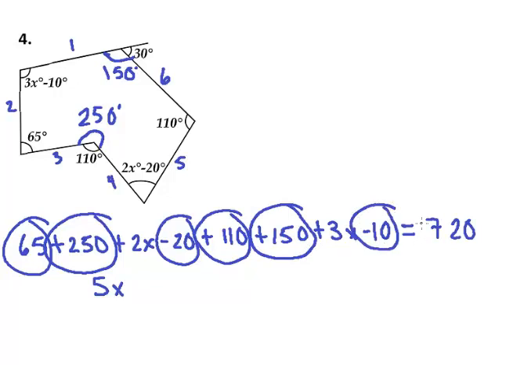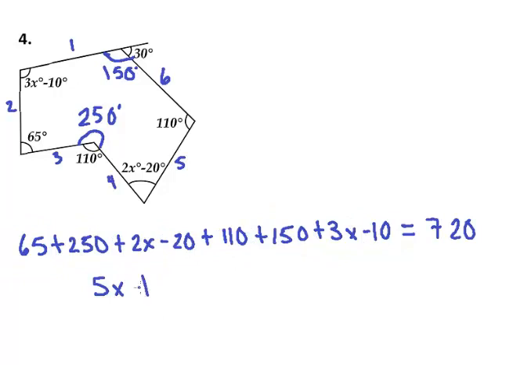I am not going to use 720 because that is after the equal. So 1, 2, 3, 4, 5, 6. Those 6 numbers I am going to add and subtract. 65 plus 250 minus 20 plus 110 plus 150 minus 10. If I do this operation, the answer will be positive 545. After I get the answer for this, I just copy equals 720.